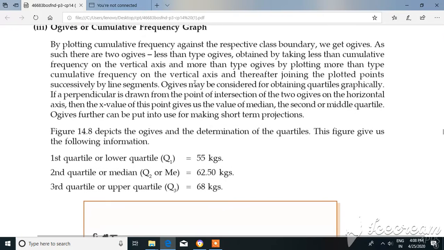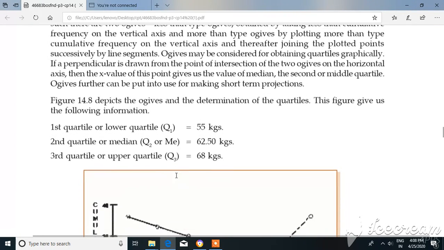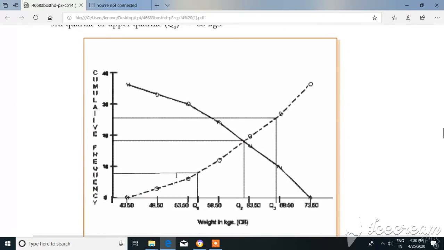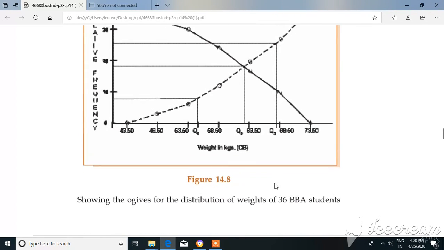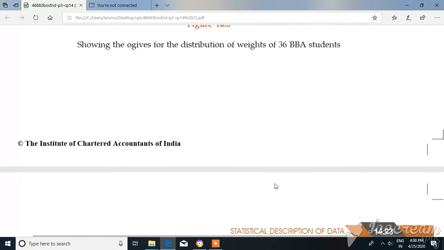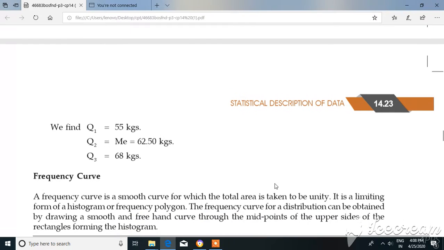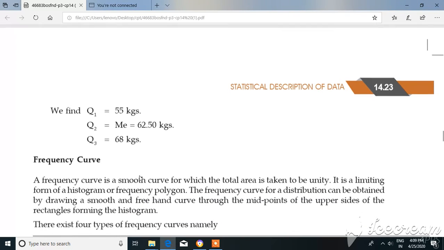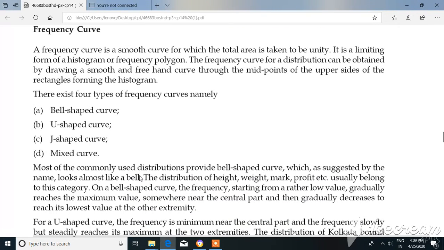Now how do we find the ogive curve? The ogive curve is drawn by using the less than cumulative frequency or the more than cumulative frequency. So here is the graph for the less than ogive curve or the more than ogive curve. All these are representations of your distribution. Here Q1, Q2, Q3, which we are going to learn in the next chapter, are nothing but quartiles.